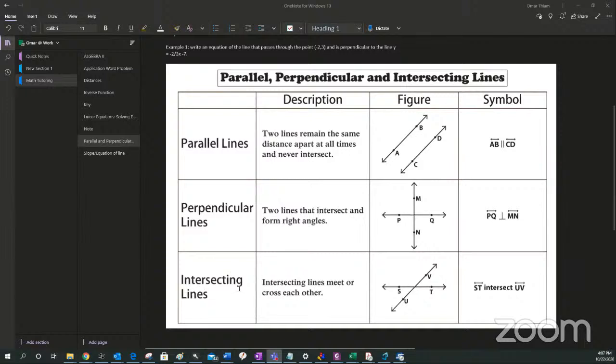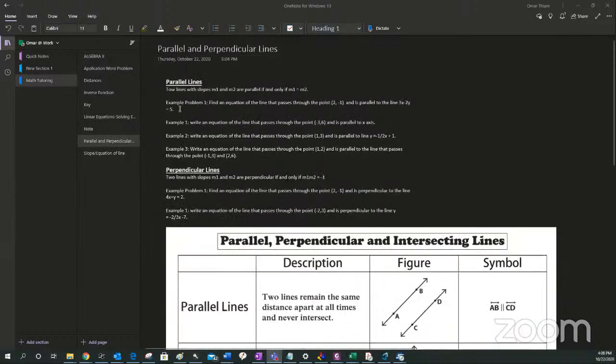And this is also just an intersection line. I have a drawing for it. Intersecting lines meet, and they cross each other. As we can say, the line from S to T intersects U to V. So those are the lines. And I have some examples that I put together that we can look at.